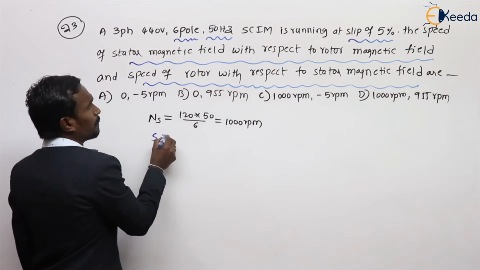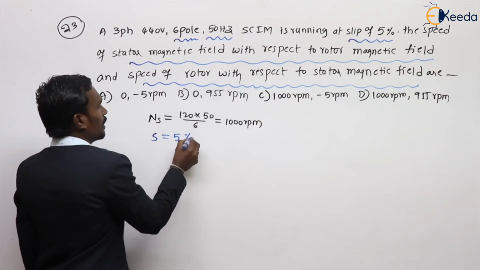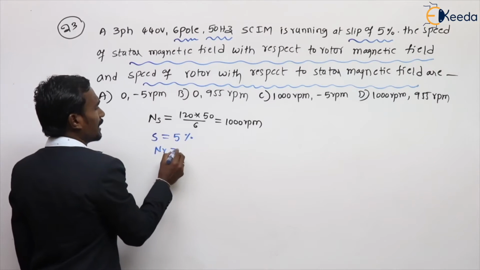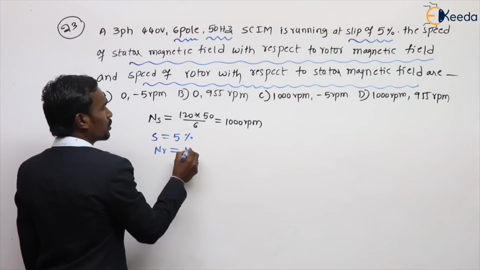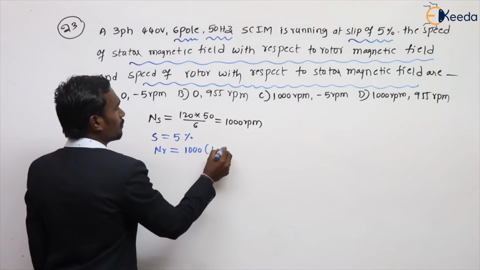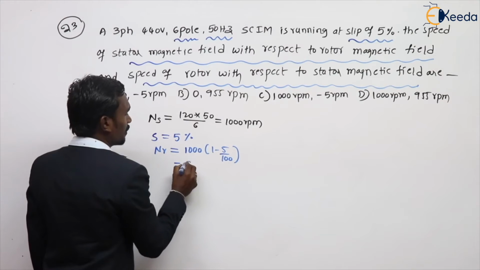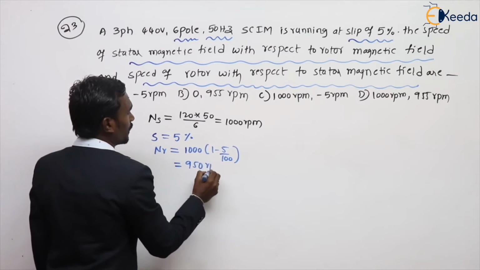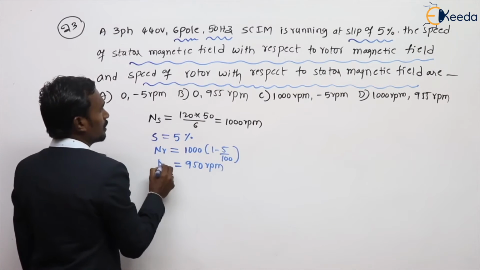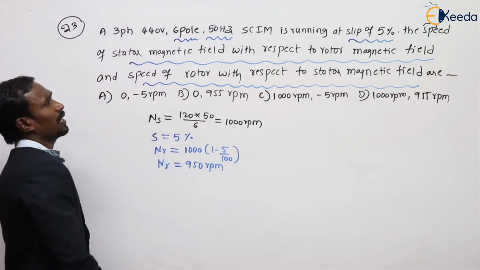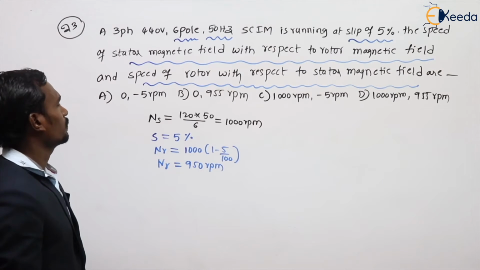And here the given slip is 5%. If the slip is 5%, what is NR? NR is equal to NS into (1 minus S). Then the answer is 950 RPM.